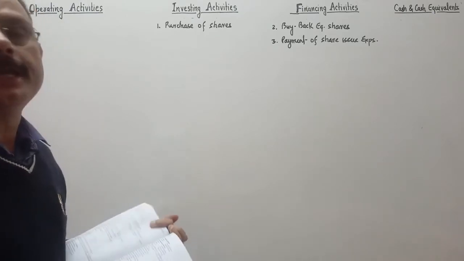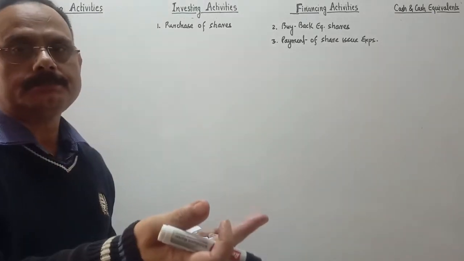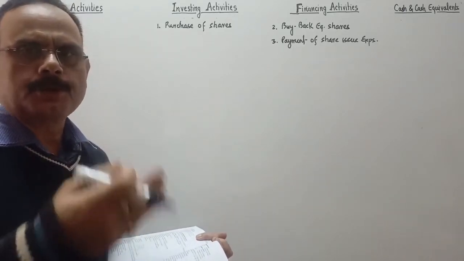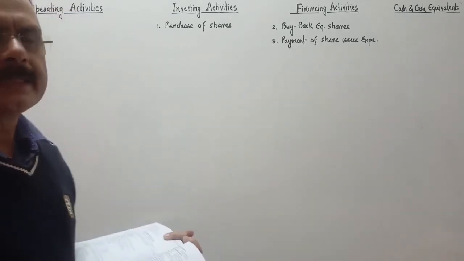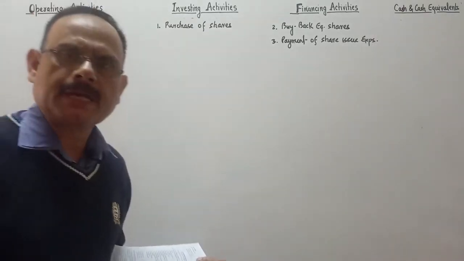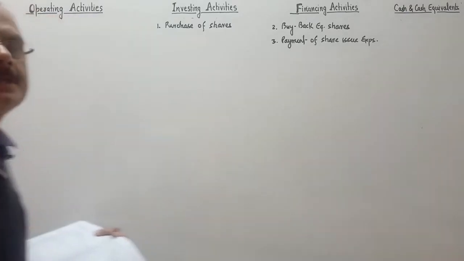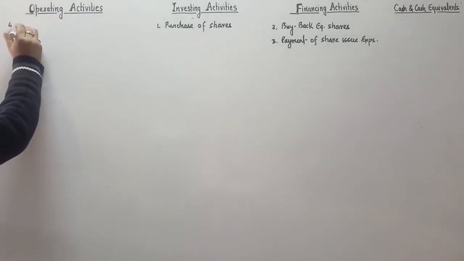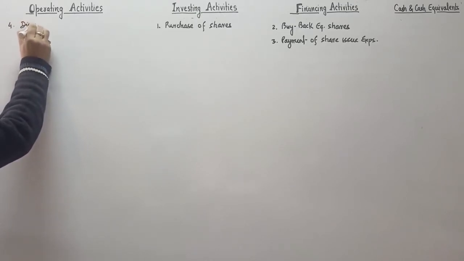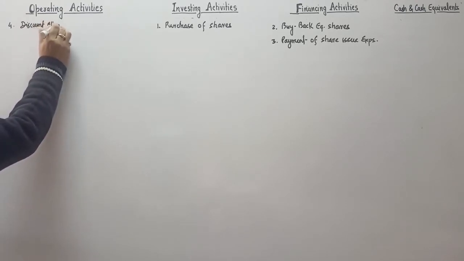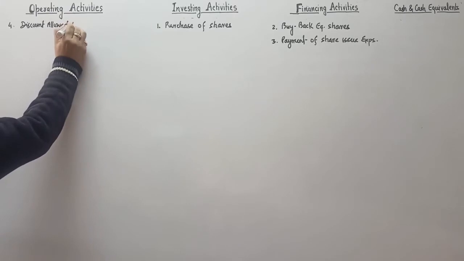Next is discount allowed to customers. It's an operating activity. It is the main operation of the business. At that time we allow the discount to the customer, and we receive the discount from the supplier. These are the main operating activities. So fourth number is discount allowed to customers. It's an operating activity.